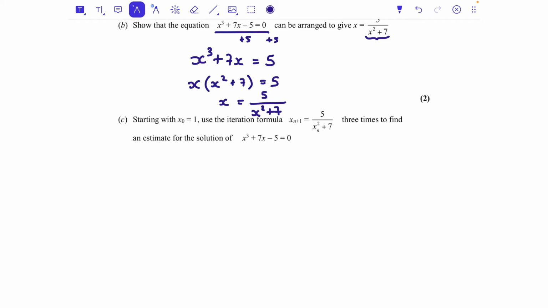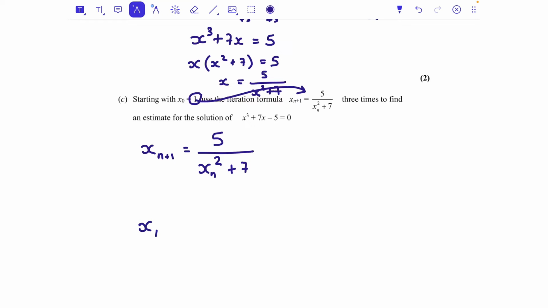So what we're going to do is put 1 into this. So we're saying to get to the next x, xn plus 1, we need to take 5, divide it by the current x, the one we're on at the minute, squared, add 7. So to get to x number 1, we're going to take 5 and divide it by x naught squared, add 7. And we're being told that x naught is 1. We're using that. So 1 squared add 7. So x number 1, the first x, or the second x, because we had x naught, is going to be 5 over 8, which we know is 0.625.